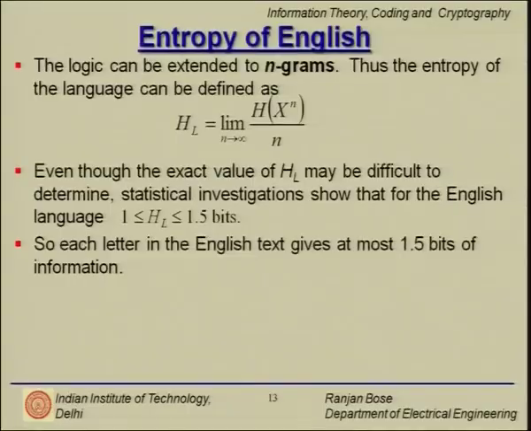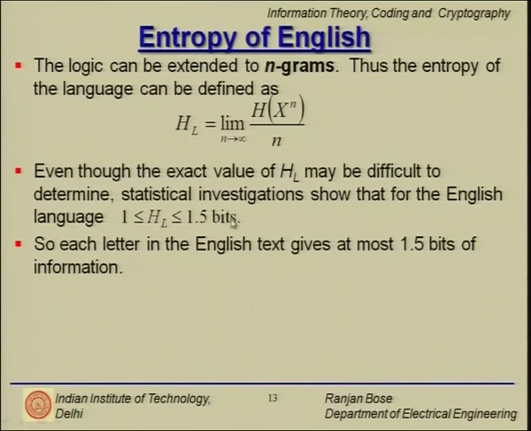So, how about going to n-grams? Why do not we define the entropy of a language, it could be English, as the limit n tending to infinity of H(X^n) for the n-gram, and since I want it per letter, it is divided by n. Now, clearly it is very difficult to find this quantity, and some statistical investigations over English language have led us to believe that this quantity lies somewhere between 1 and 1.5 bits.